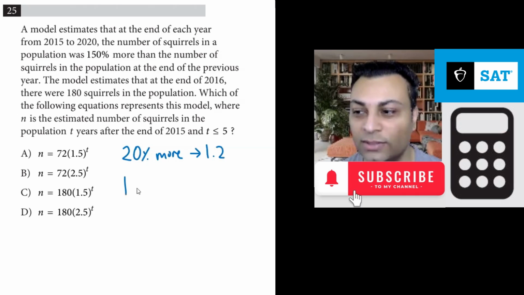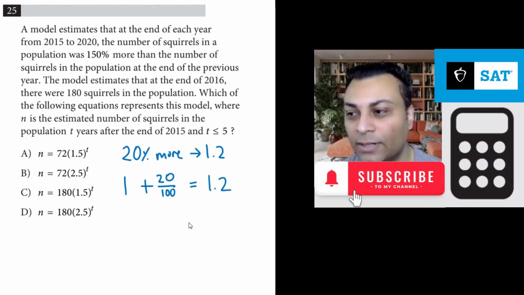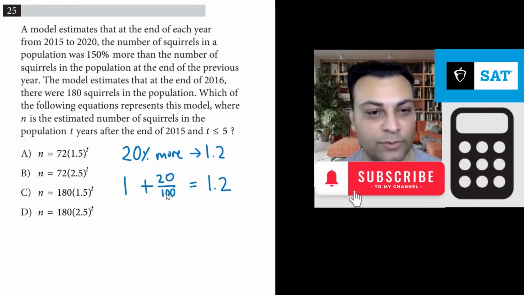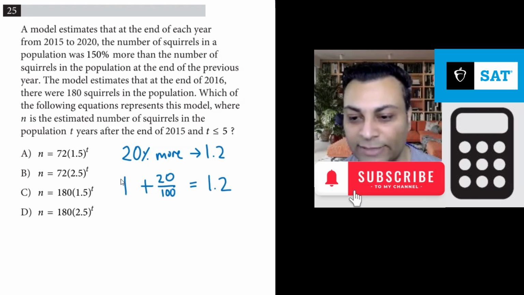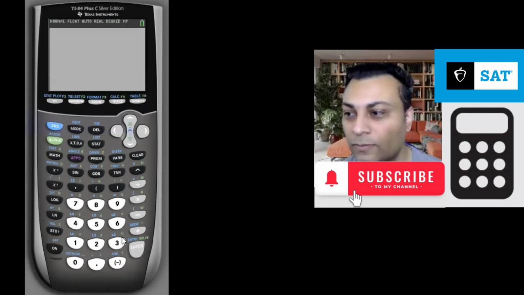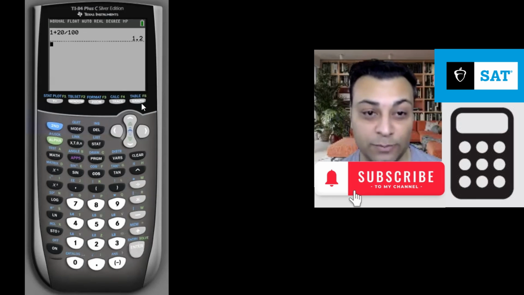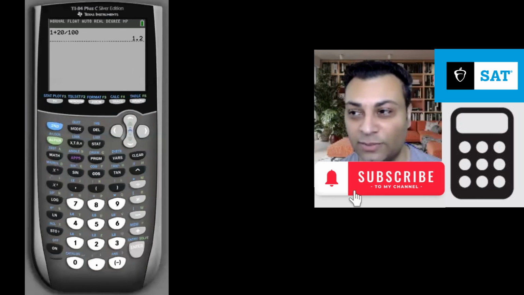Well, you're doing 1 plus 20%. If you put this in a calculator, you get 1.2. Go ahead and practice putting that in the calculator. I'll do it right now. 1 plus 20 over 100, and that's 1.2. So that's 20% more. Okay, I'm leading up to 150% more.